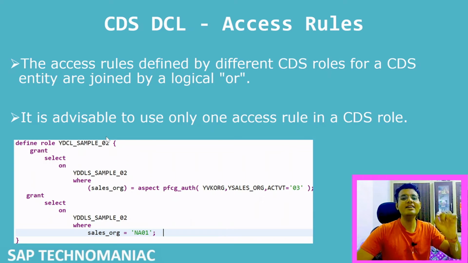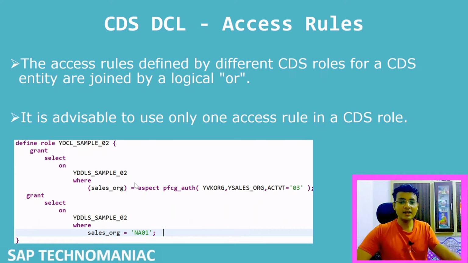We have created the DCL, and inside the DCL we have created a first access rule where we are giving a PFCG authorization-object-based condition, and another condition we have given based on a literal. There are different kinds of other conditions also, which we will see in upcoming videos, but as of now these two conditions are enough. One is the literal condition, and the second condition we have given based on the authorization object.